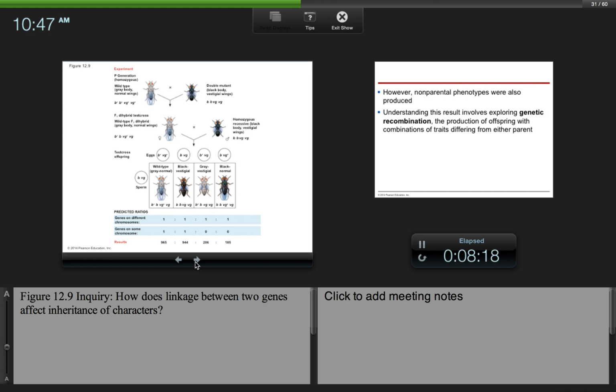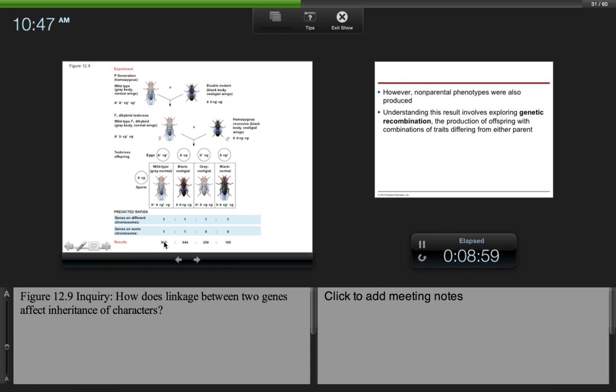Okay, so here we have our parental generation. The parental generation was the wild type, which was gray body, normal wings, and the double mutant, which was black body and vestigial wings. And then they were crossed together. What we should see, if genes sort independently, is a 1-to-1-to-1-to-1 ratio. The genes would sort independently if they're on different chromosomes. Now, if the genes are on the same chromosome, our expected ratio would be 1 wild type to 1 black vestigial, which is the double mutant. These would match the parents, okay?